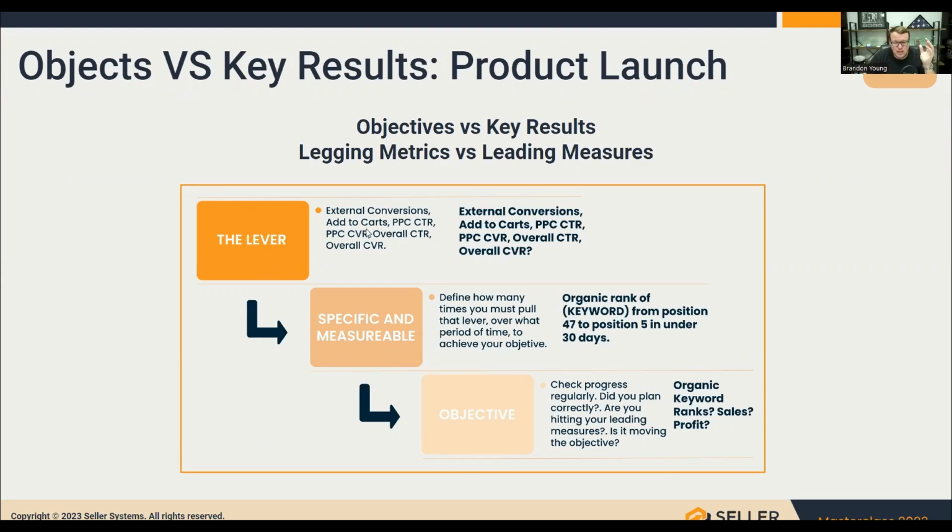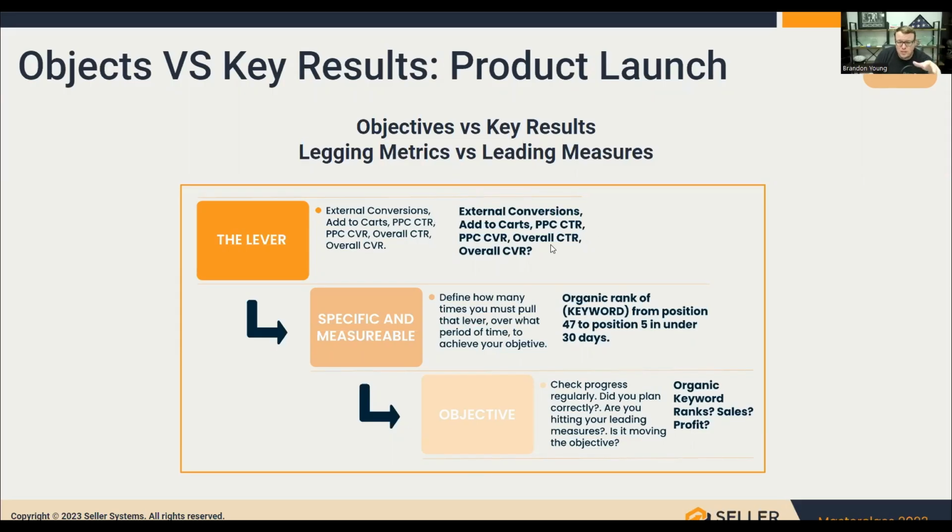So what are some of the levers and some of the objectives? Well, the objectives can be keyword ranks. They can be increasing conversion rates. It can be increasing profitability, like if the product's already in maintenance. It can be lowering the TACoS, right, which would be increasing profitability.